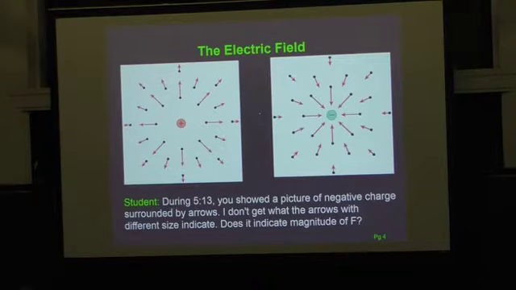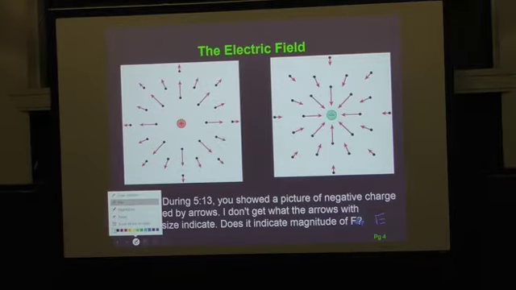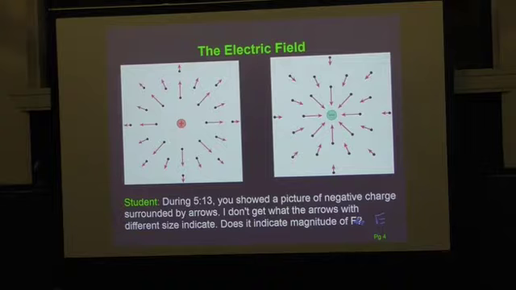Someone asked, in the video you showed a picture of a negative charge surrounded by arrows. That's this one here. I don't get what the arrows with different sizes indicate. Does it indicate the magnitude of F? Well, no, that's not right. It indicates the magnitude of the electric field. That's what we're indicating with these vectors here. There are different ways to write this, but one way is we draw little dots, and the arrow points in the direction the electric field points, and the length of it tells you how big it is. Hopefully that makes sense.